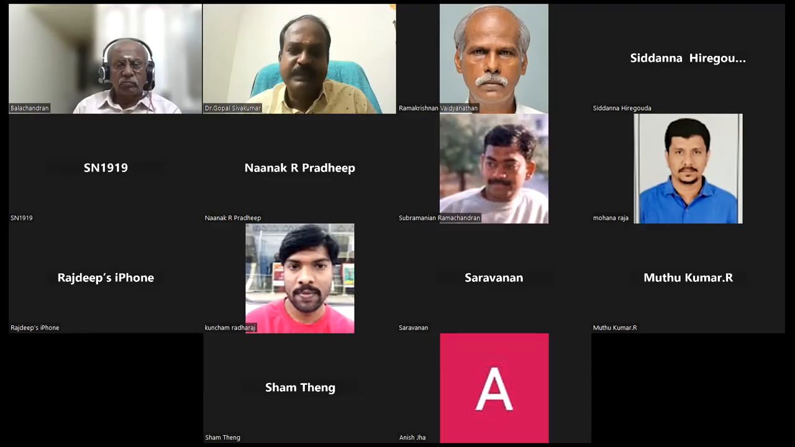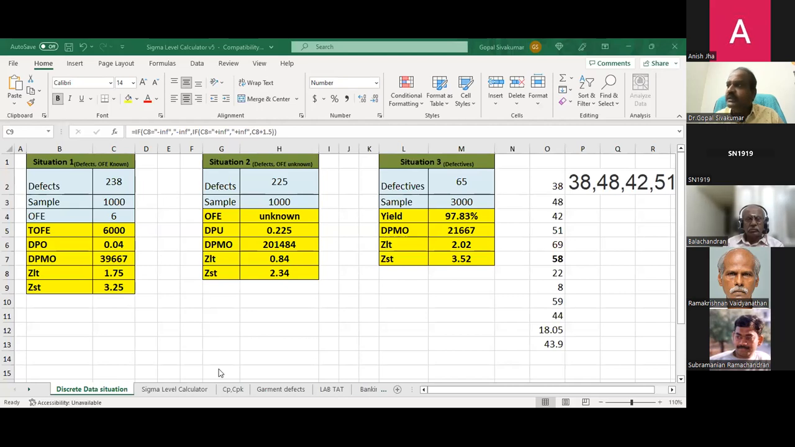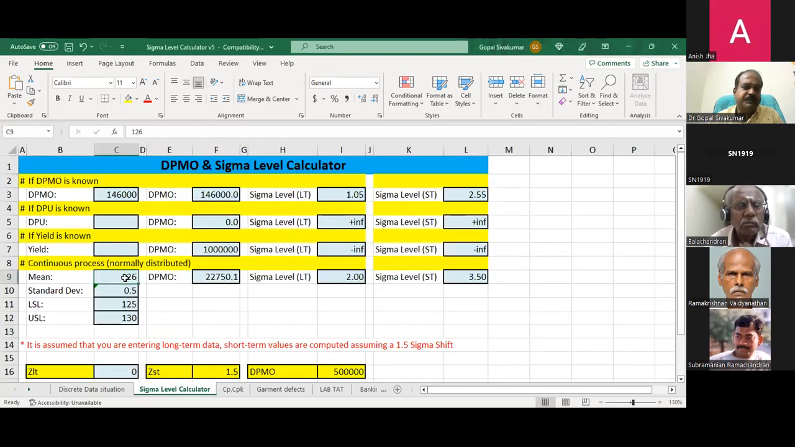I'll show that also. DPMO version 5. Hope all of you can see. Now the question is about ZST and the data type is which data? Data type is continuous, right? Go here, sigma level calculator. And I think mean is how much? Mean is 126. And the standard deviation should be the square root of 0.25.